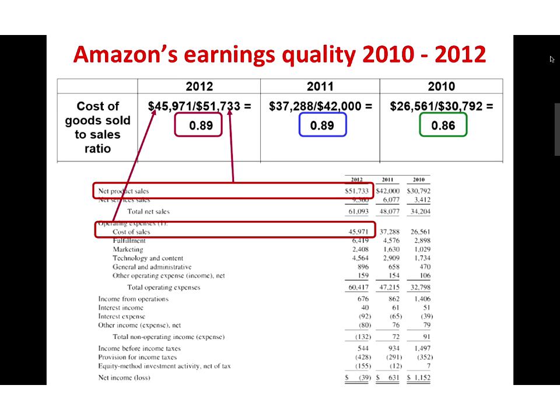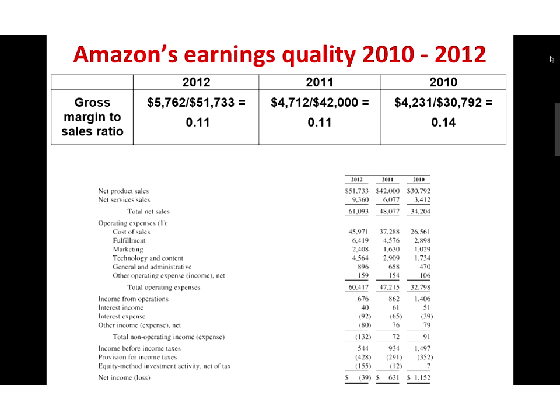So this is not a great thing. This is going in the wrong direction. It's kind of stable, but it's going in the wrong direction. And this is just one component. What we're doing right now is simply assessing Amazon's earnings quality. When we evaluate a company, we look at so much more than just earnings quality, but this is one part of it. So from a standpoint of cost of goods sold to sales ratio, not doing great.